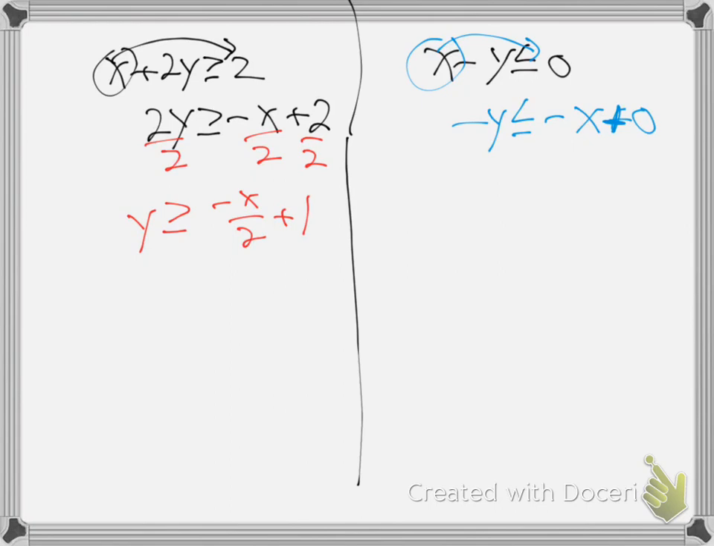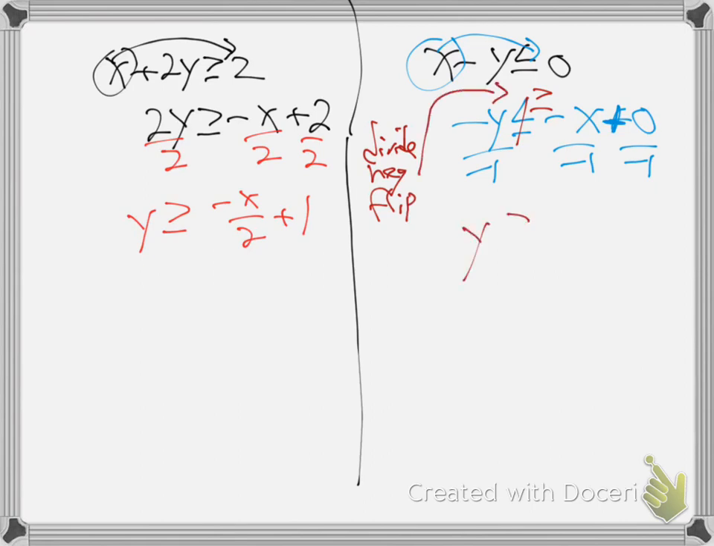Divide through by negative 1, huh? Just got to get rid of that negative sign. When I divide by a negative, flip the symbol. See that? Flip the symbol. So I get y greater than or equal to x plus 0. 0 over negative 1 is still 0. 0 over anything is still just 0, isn't it? But here, two negatives make a positive x, don't they? Good on all that? All right.